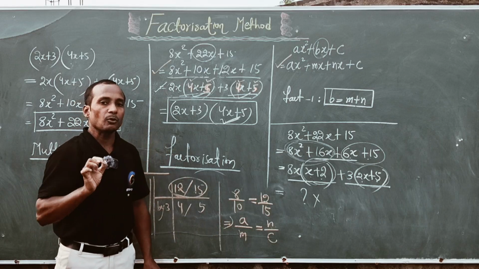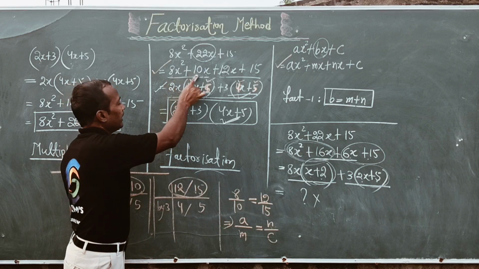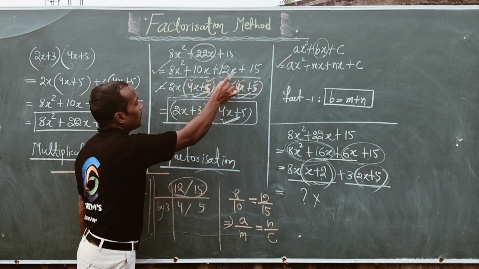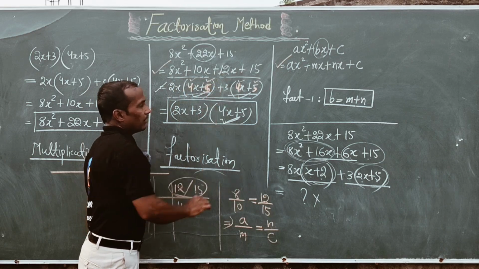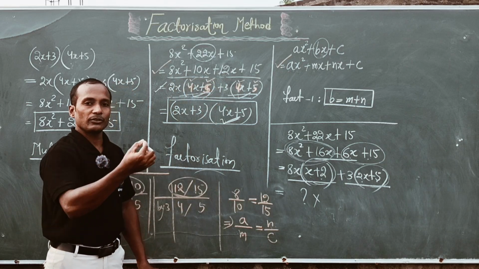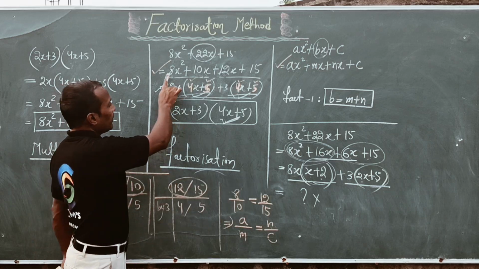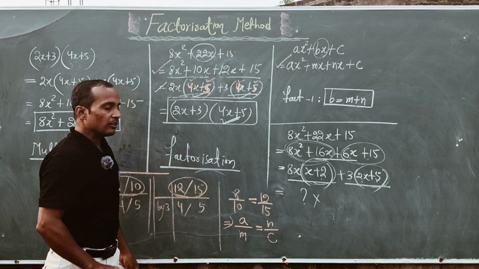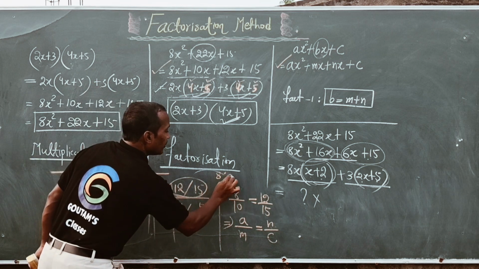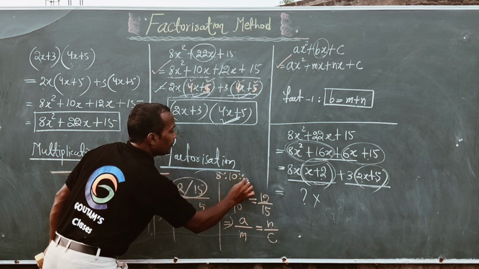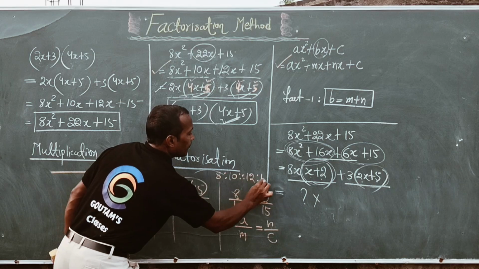These four things have to be in proportion. 8 by 10 will be equal to 12 by 15. The two ratios of 8 to 10 and 12 to 15 are equal, so these two ratios are in proportion. In other words, 8, 10, 12, 15 have to be in proportion. 8 is to 10 has to be in proportion with 12 to 15.